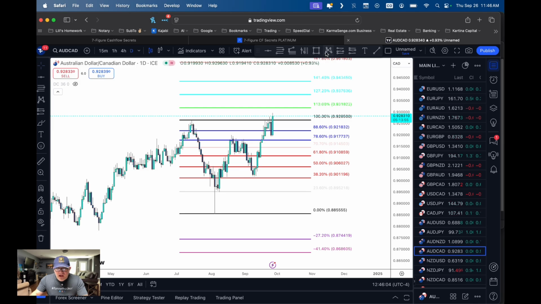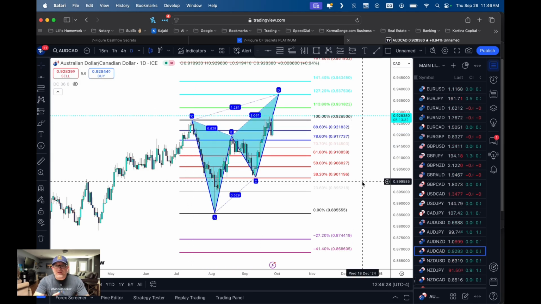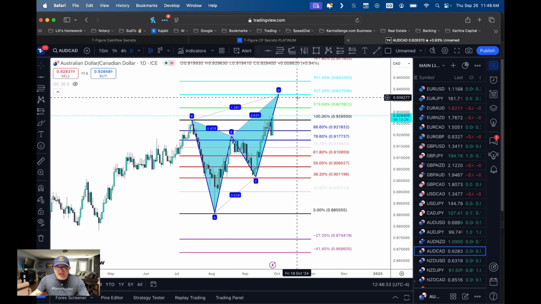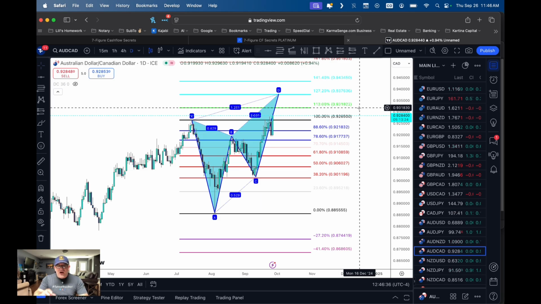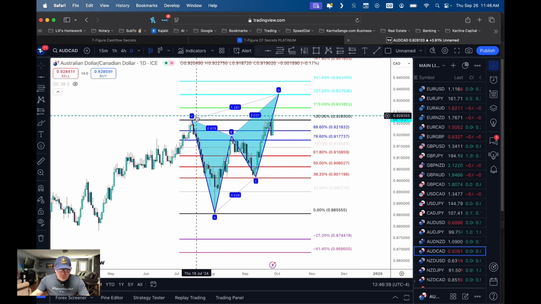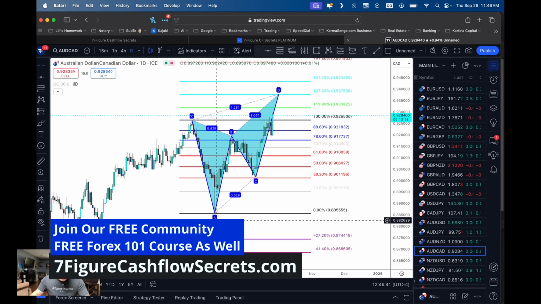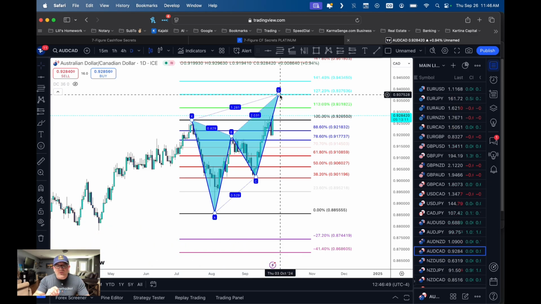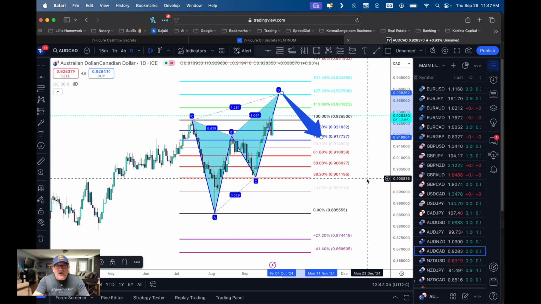So in this case, if I show you what the pattern would look like when it's completely finished, this is a butterfly pattern. And where we would get into the market is at the 127 extension of the CD leg. You can see these points here: we have the X point, the A point, the B point, the C point, and the D point. The D point is our entry point. That's where we're going to get into the market, and we want to see the market go in this direction from that point, because that's how we're going to make our money.